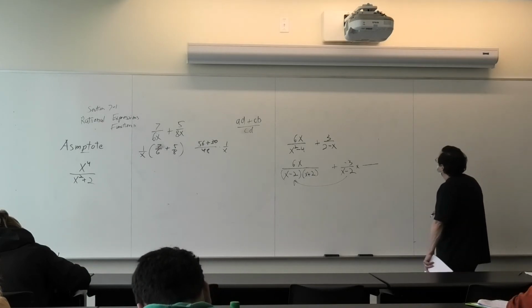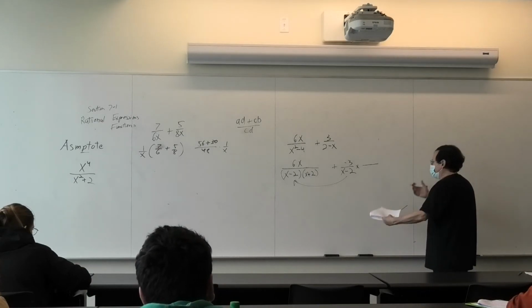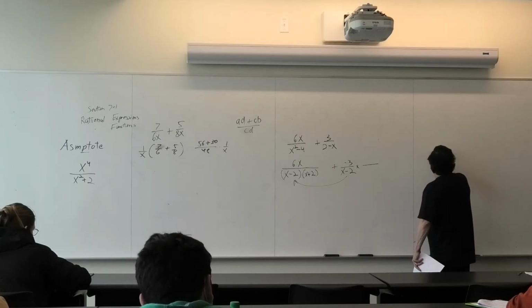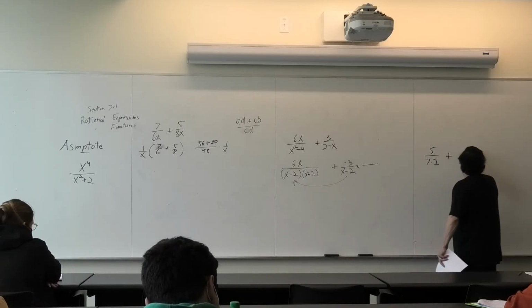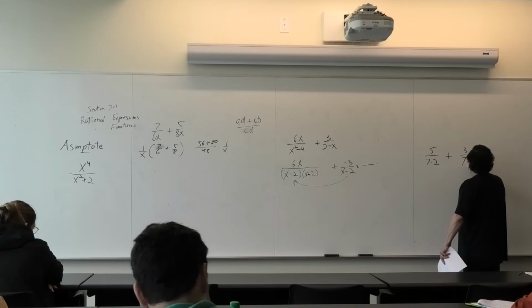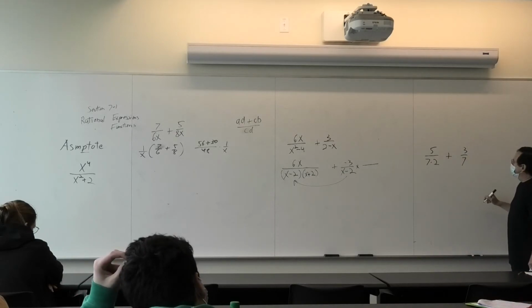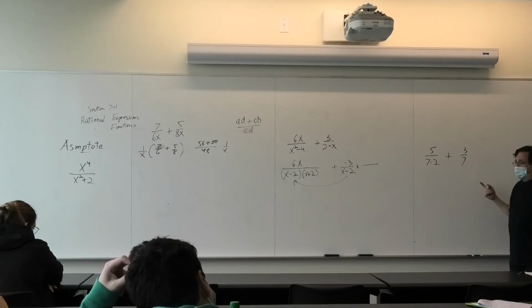Let me see if I can present this in a different way. If I had 5 over 7 times 2 plus 3 over 7, and I want to add these, I want them to have a common denominator.